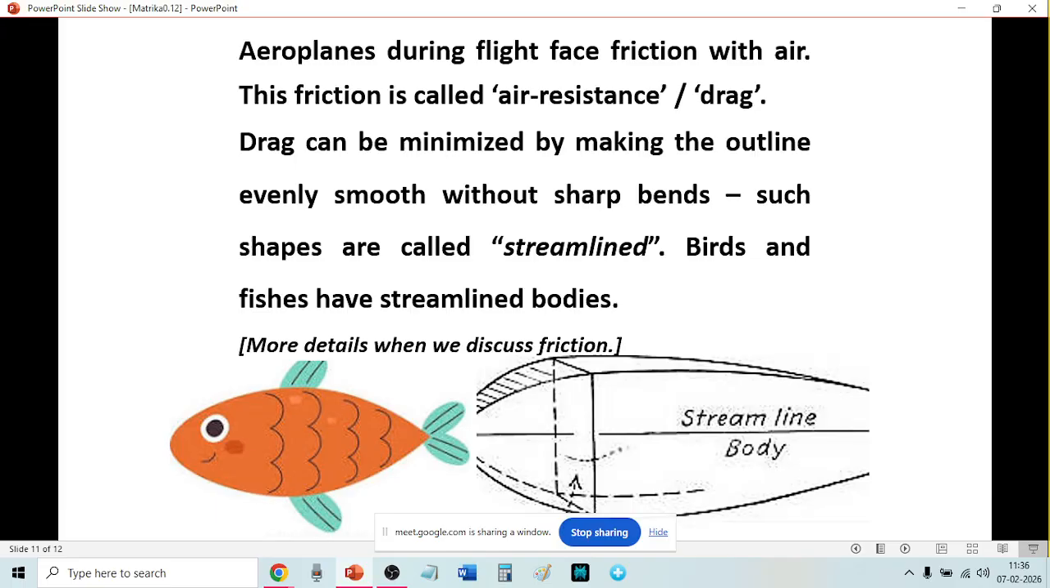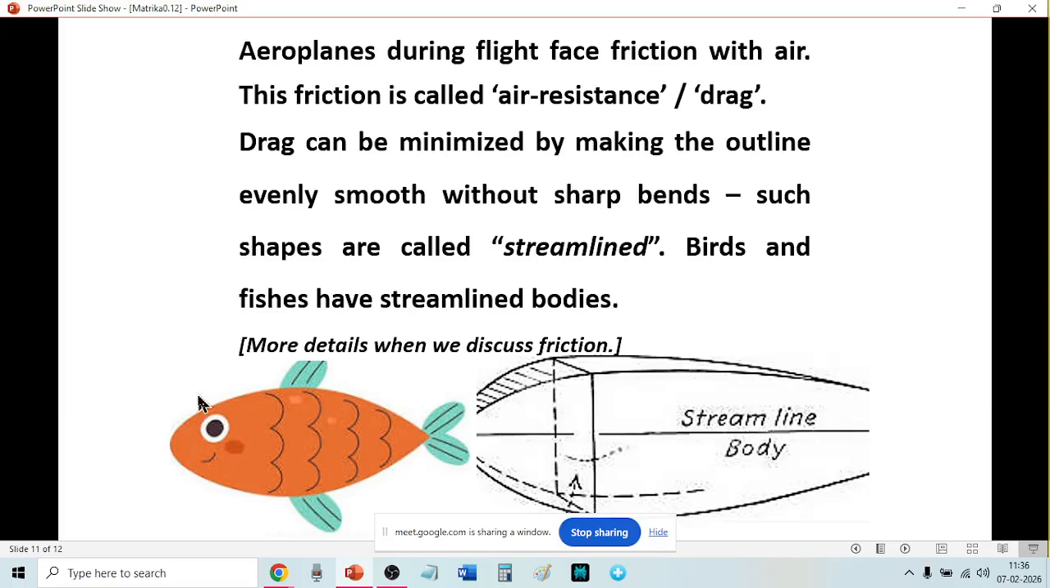Okay. There is a streamlined shape. Streamlined shape means evenly smooth without sharp bends. The outline should be smooth without sharp bends. That is a streamlined shape. That means the friction with water will be very little. The friction with air will also be very little. So the speed will be high.